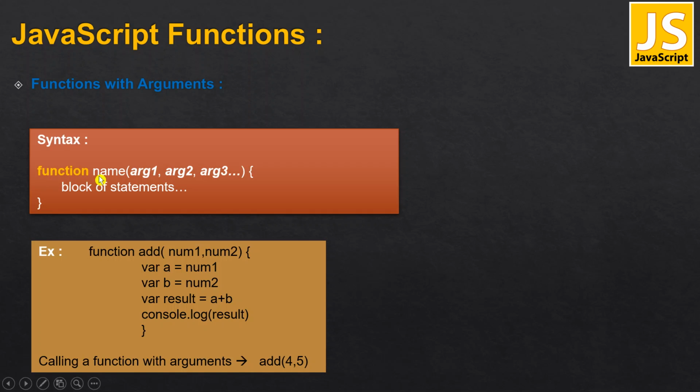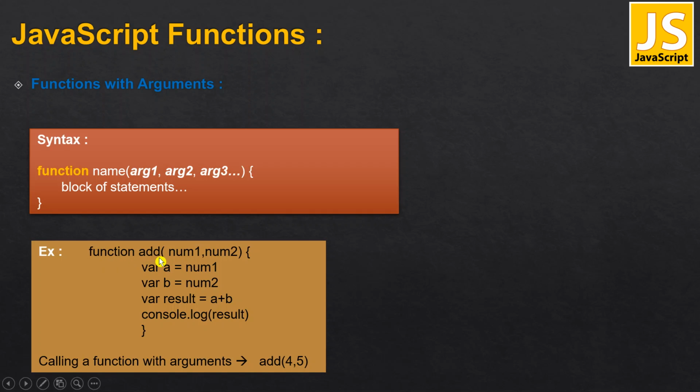The function keyword is the same, the function name is the same, and then the arguments in the parentheses go like this: argument 1, argument 2, argument 3. If you want to add some 4 or 5 numbers, then 4 or 5 parameters will be defined here, and then the code block begins. Let us discuss with an example.